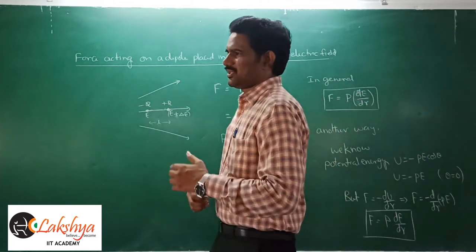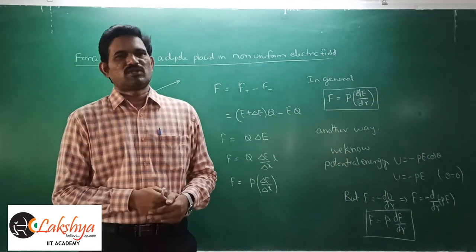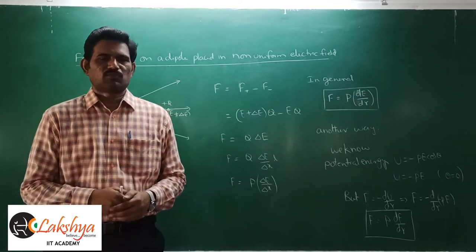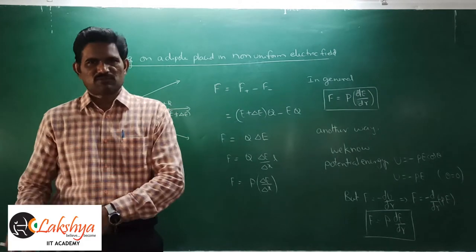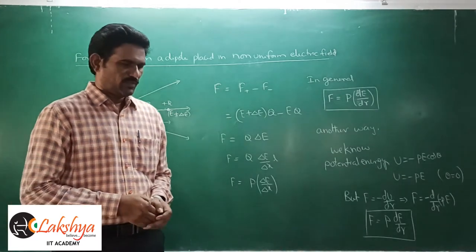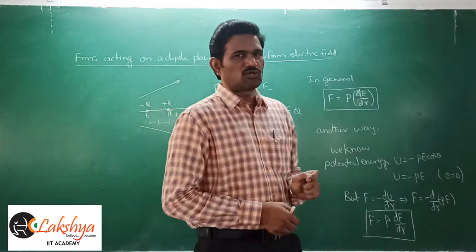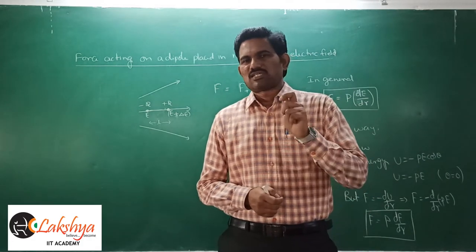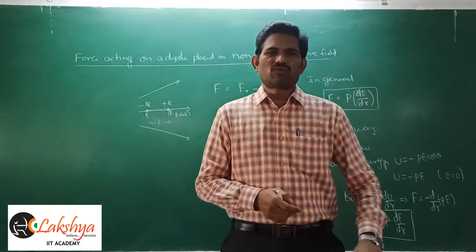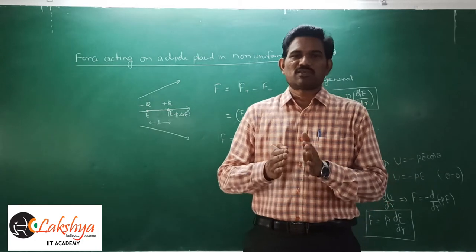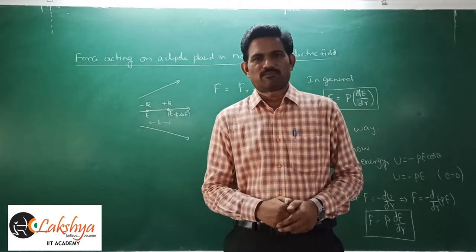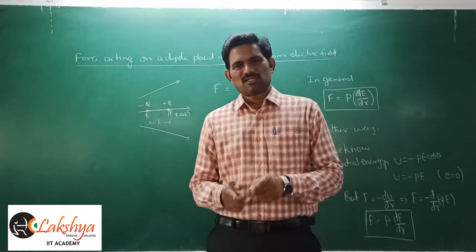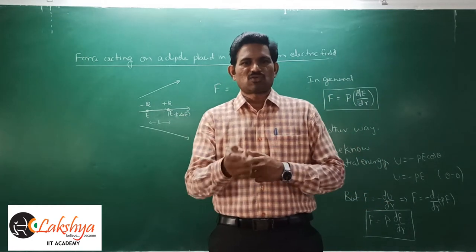When the dipole is placed in a uniform field itself, we discussed how the force and torque act on the dipole, and also when it is placed in a non-uniform electric field. Remember these points: the net force acting on the dipole is always zero whenever a dipole is placed in a uniform electric field. But the torque acting on the dipole may be zero or non-zero. That depends on its orientation.